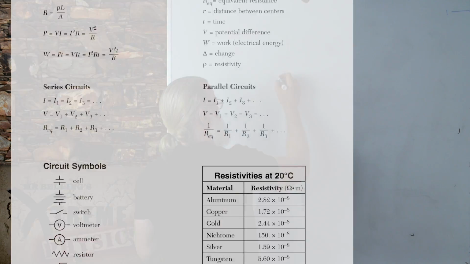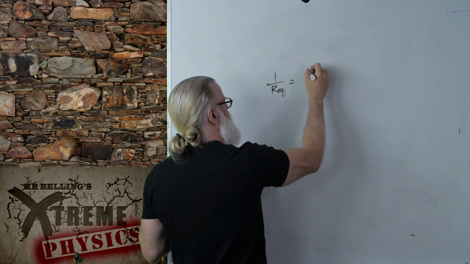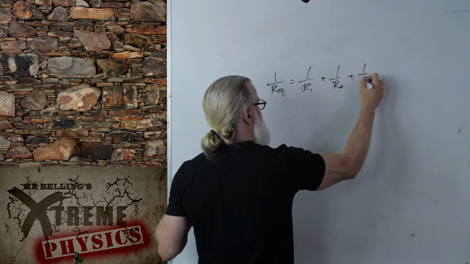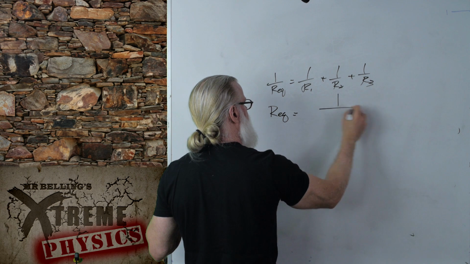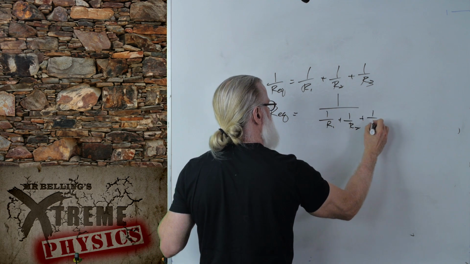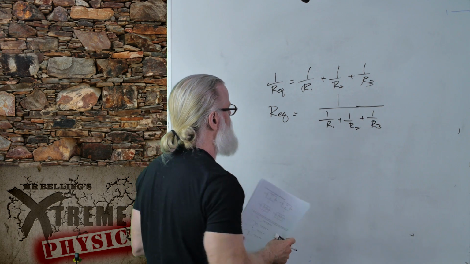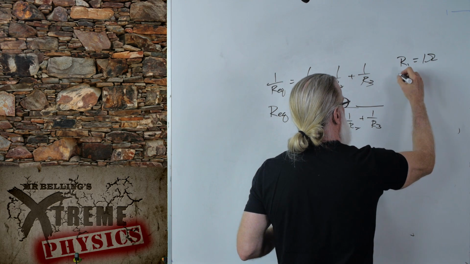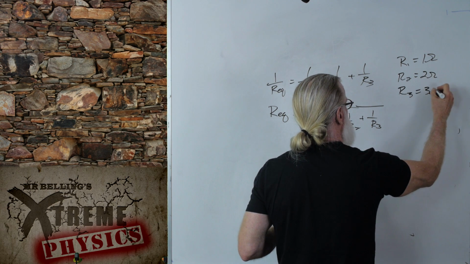Keep in mind, in parallel, 1 over R equivalent equals 1 over R1 plus 1 over R2 plus 1 over R3, right? So R equivalent equals 1 over R1 plus 1 over R2 plus 1 over R3, which is fairly involved. And let's practice this real quickly. R1, let's say, is 1 ohm. R2 is 2 ohms. R3 is 3 ohms.